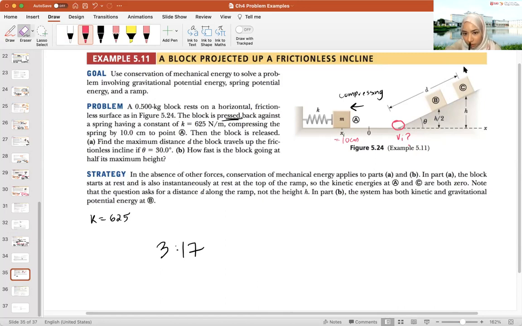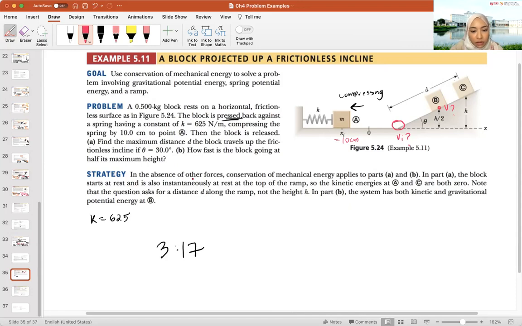Okay. So we compress 10. Okay, how fast is the block going at half its maximum height? Oh, ada lagi. Lepas tu dia tanya, apa speed dekat sini? What is the V over here? Oh, dia tanya D, dia tanya V kat sini. Banyak kerja. Okay, so strategy.